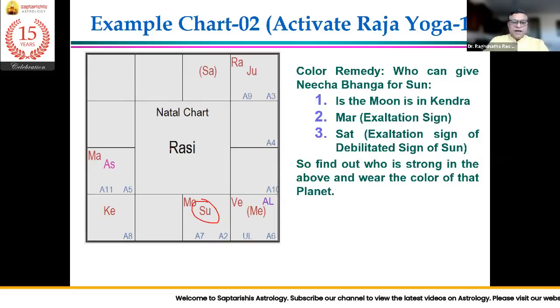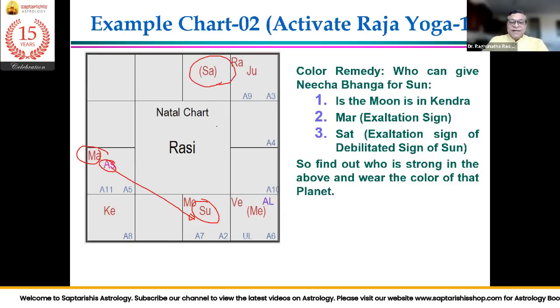So is the Moon in a kendra? Lagna is in Capricorn and the Moon is in the 10th house, a kendra, perfect. Mars is in its exaltation sign, which is the exaltation sign of the Sun. Mars is also available there, exalted, so definitely the debilitation will be cancelled. Then Saturn, where the Sun is debilitated, Saturn gets exalted. So where is Saturn? Saturn is here, so it's not giving anything there.